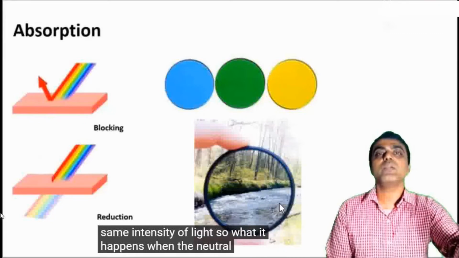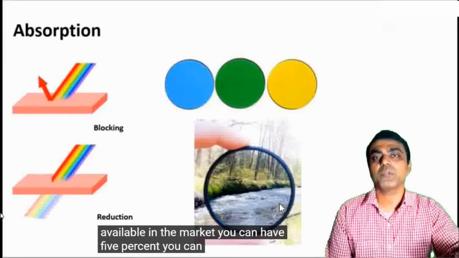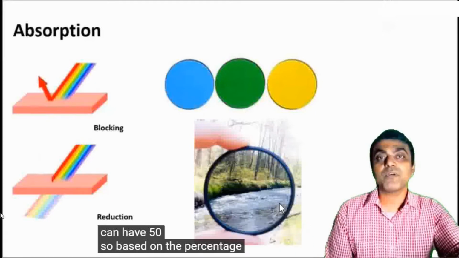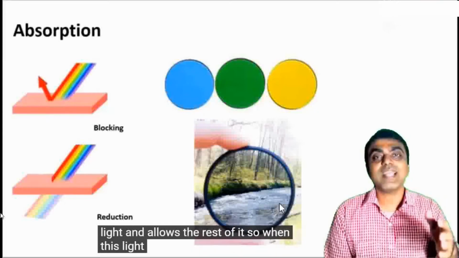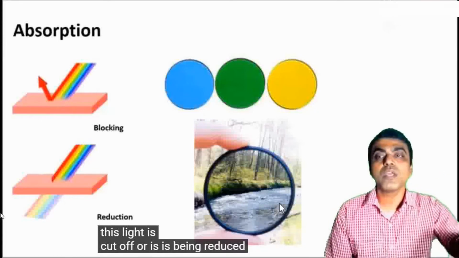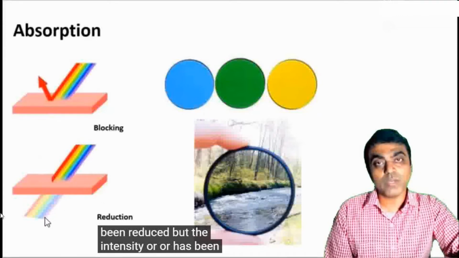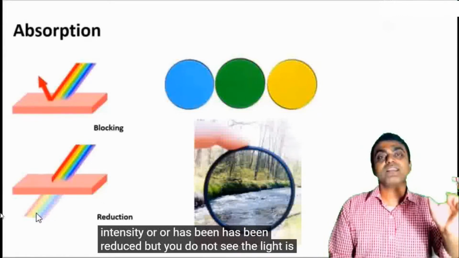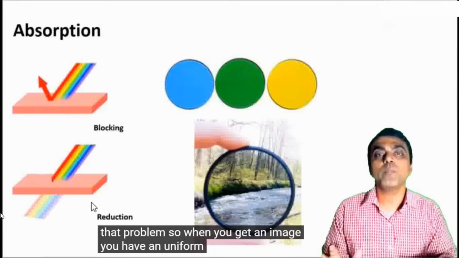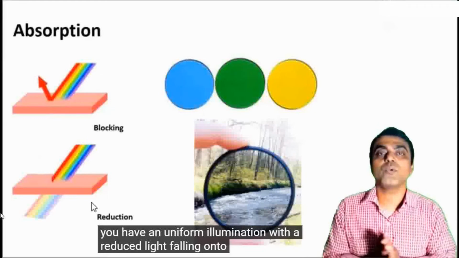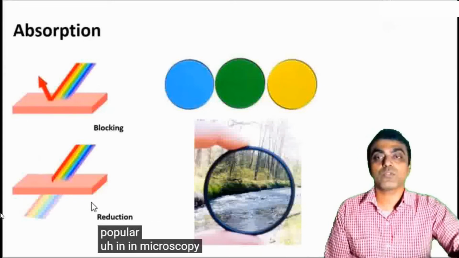So what happens when the neutral density filter comes in the light path? There are several neutral density filters available in the market. You can have 5%, you can have 25%, you can have 50%. Based on the percentage of neutral density, it cuts off that much percent of light and allows the rest of it. So the intensity has been reduced, but you do not see the light being brighter in the center. You do not have that problem. So when you get an image, you have uniform illumination with reduced light falling onto your sample. That is the advantage, and that is how neutral density has become very, very popular in microscopy to control the adjustment.